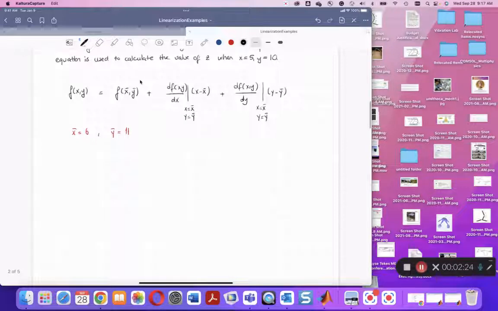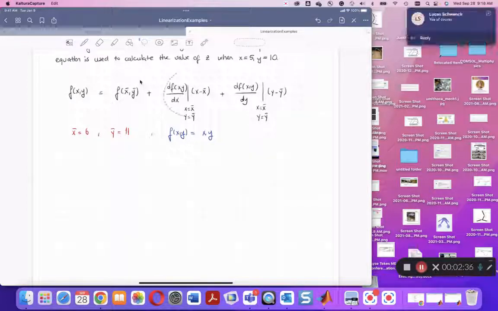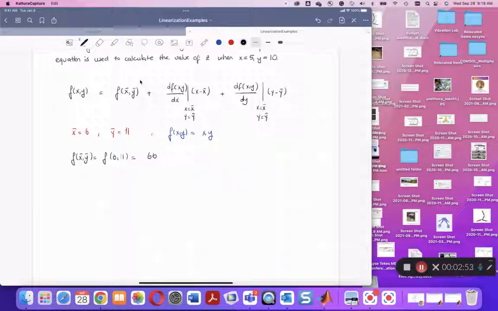Let me rewrite this one more time: f of x y is equal to x times y. I'm going to calculate each term separately and then combine them together. So here, f of x bar y bar means the function's value when x is equal to 6 and y is equal to 11. So 6 times 11 will be equal to 66.